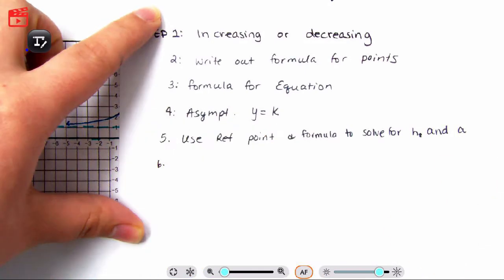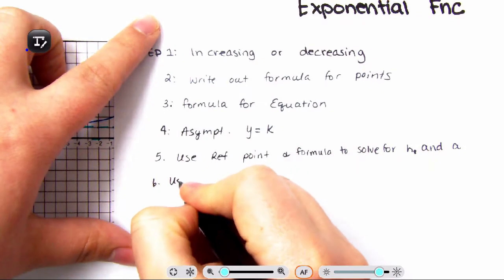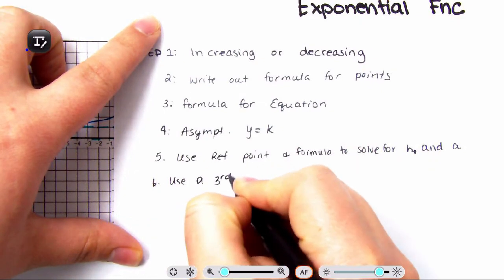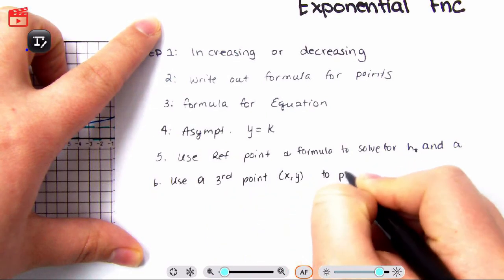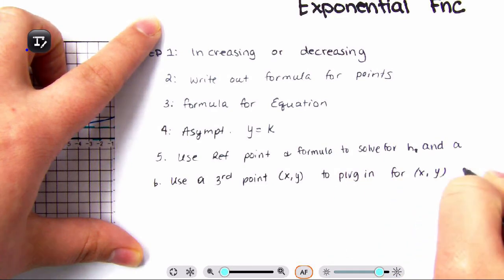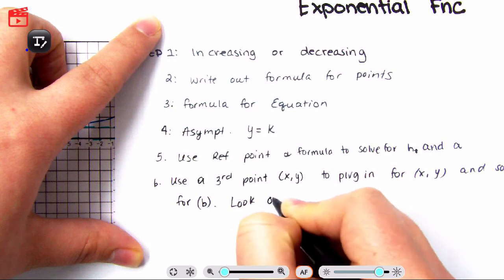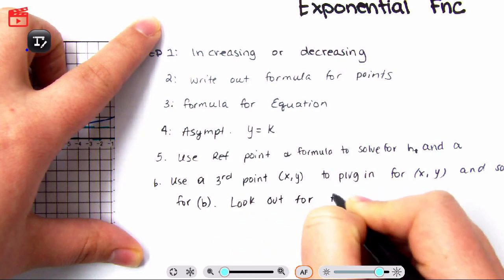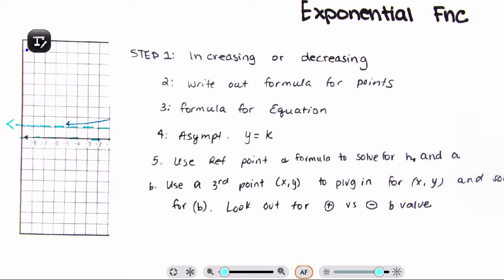Step number 6 is use a third point to plug in for x and y and solve for b. And I'm going to write, look out for positive versus negative b value. Again, if it's greater than 1, it's increasing. If it's less than 1, it's decreasing.